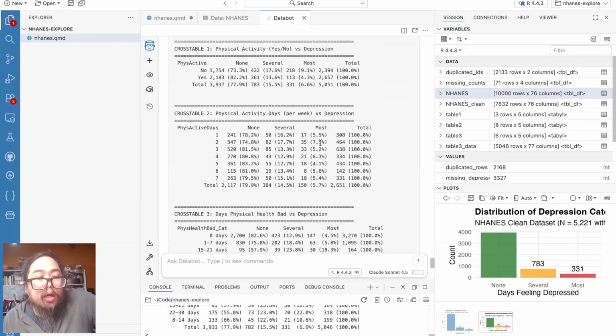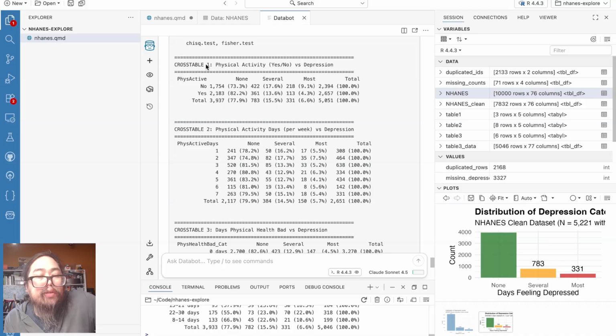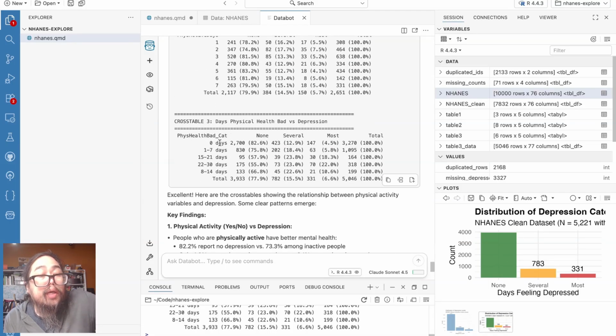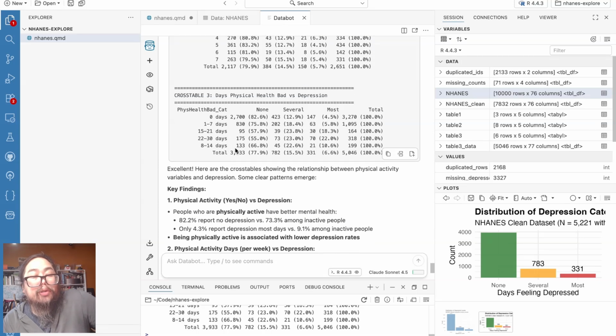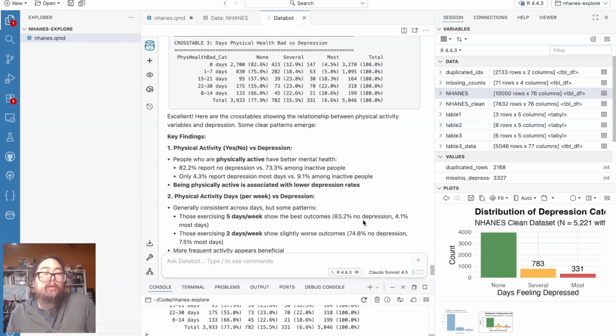What this is saying to me is that this physical activity variable and this physical health bad categorical variable are also pretty important. So that's it for today. Hopefully that was helpful. I'm just really trying Databot out, and hopefully you can see how I work with it.